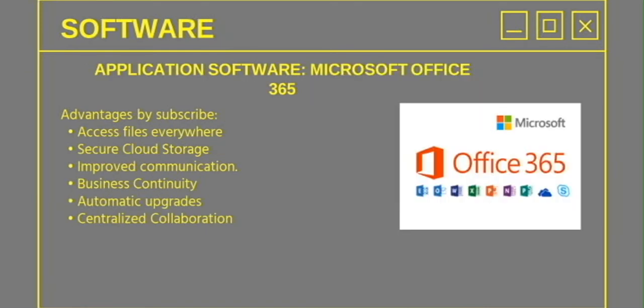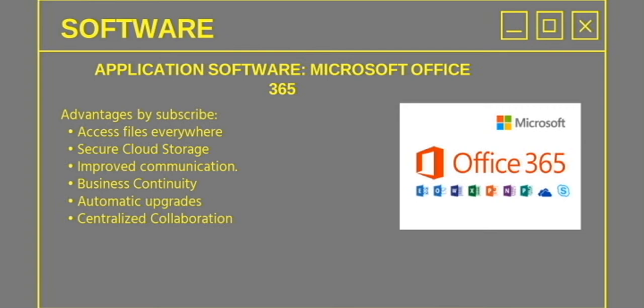So now we move to application software. We suggest Ruby Record Center subscribe to Microsoft Office 365. As we know, Ruby Record Center needs to keep track of their client documents, such as regulatory, legal, and business documents.